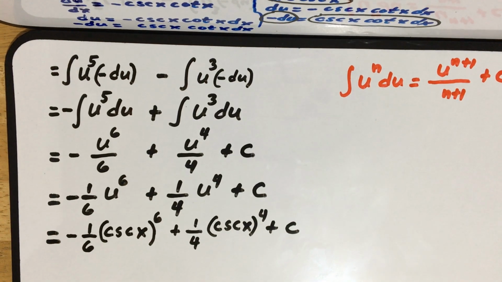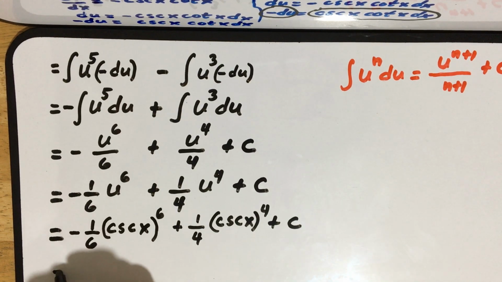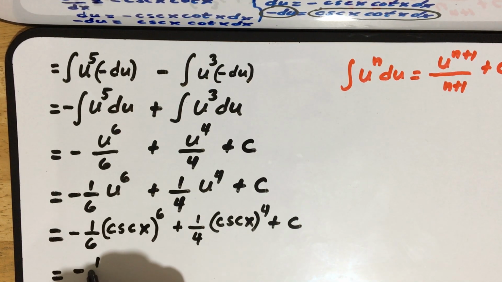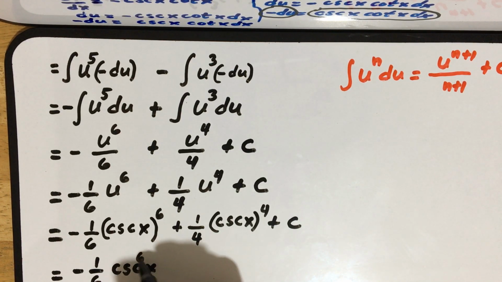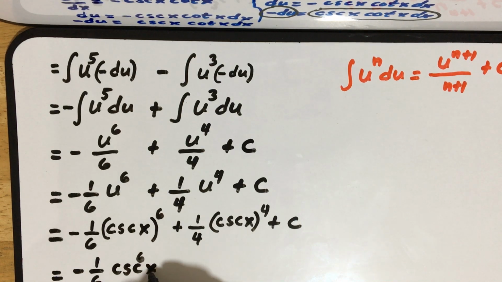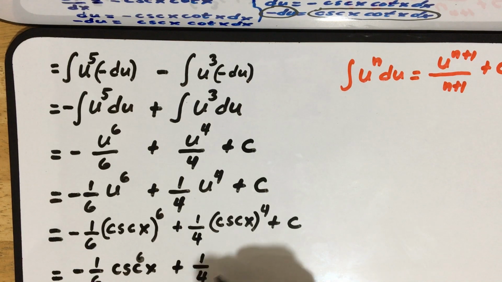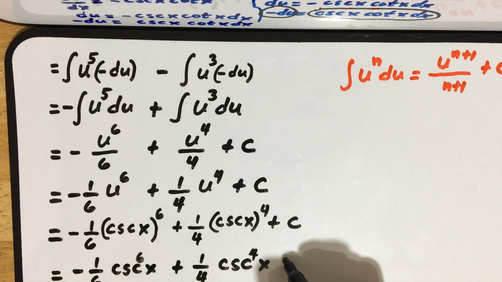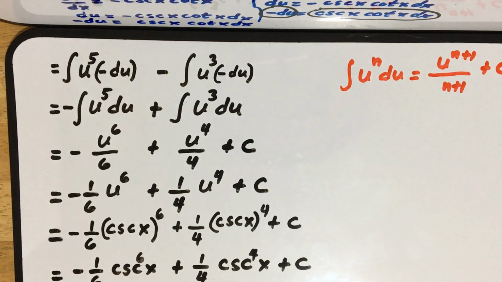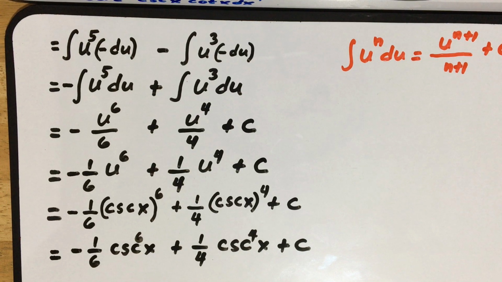Or we can rewrite this as minus 1 over 6 cosecant x to the sixth power. You can put the power here between cosecant and x. And plus 1/4 cosecant x to the fourth power, then plus c. So this is our final answer.